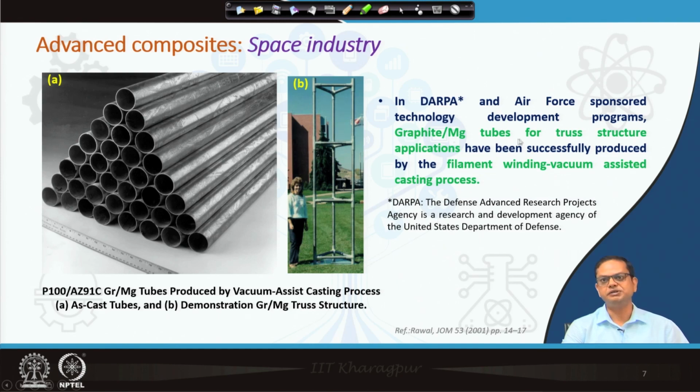So, graphite magnesium tube for truss structure applications, and this project was initiated by DARPA. DARPA is basically the Defense Advanced Research Projects Agency in the US Department of Defense. Okay. DARPA and Air Force sponsored technology together ventured into this particular product and successfully prepared this kind of composite material for high load bearing truss structure, where the weight should be very lightweight as well. Okay.